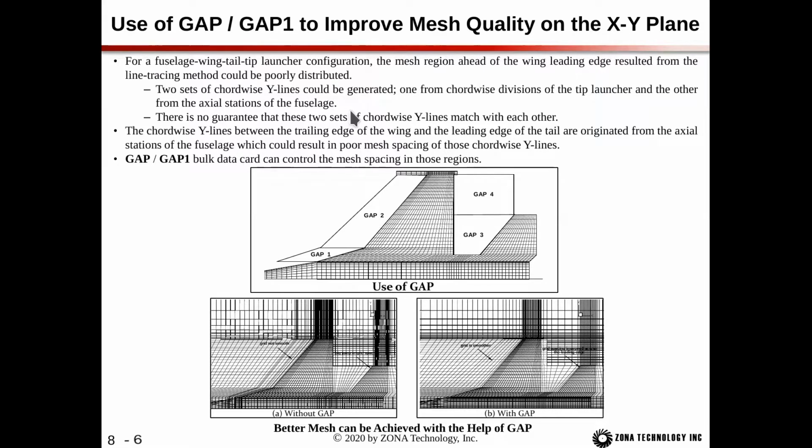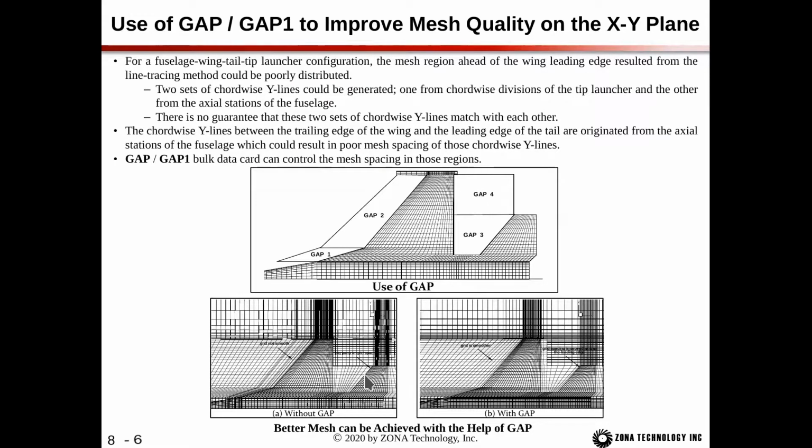So 2 sets of chordwise Y lines could be generated, one from the tip launcher and the other from the axial stations of the fuselage. Now the chordwise Y lines between the trailing edge of the wing and the leading edge of the tail are originated from the axial stations of the fuselage in here. And this could result in a poor mesh spacing for those chordwise Y lines. So we use the gap or the gap 1 bulk data cards to control the mesh spacing in these regions. So on the left we have without the gap card, so you can see that we have the uneven spacing of these grid lines, and that's because we have the lines coming from the fuselage, the lines coming from the launcher, and that's just what we end up with.